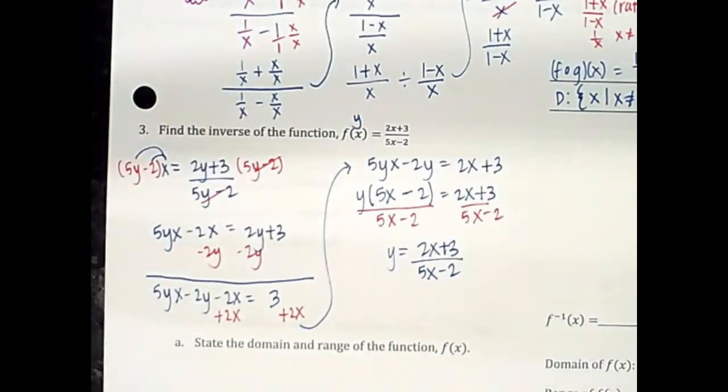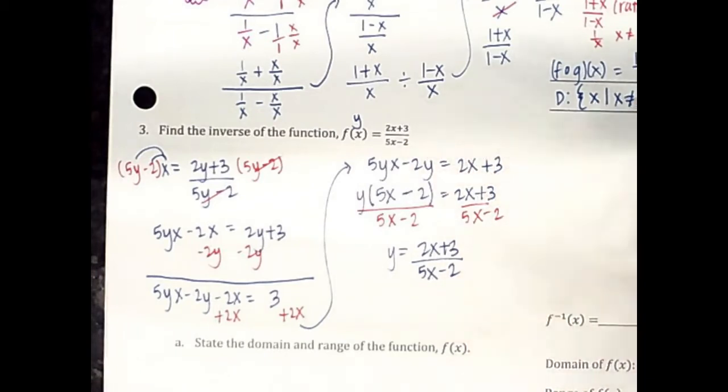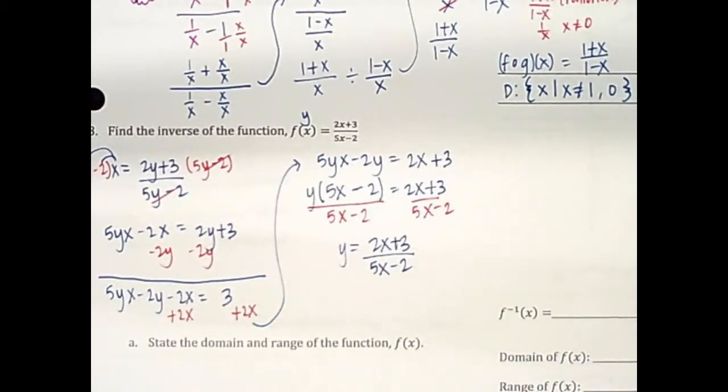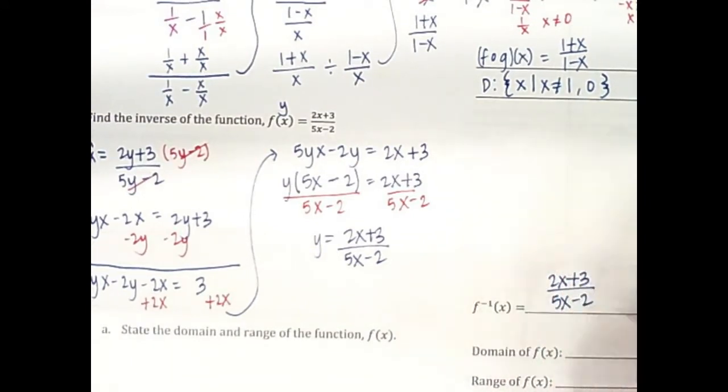Now, I said in the beginning this problem ends up being weird. It is weird because the inverse is the same as the original function. You did it right. I know some of you probably did this and were like, what the heck happened? But you did it right. It just so happened that I picked numbers that worked out to be like this. So my inverse is 2x plus 3 over 5x minus 2. Now, on a test, you probably wouldn't have one that would work out like this because it's a little weird.